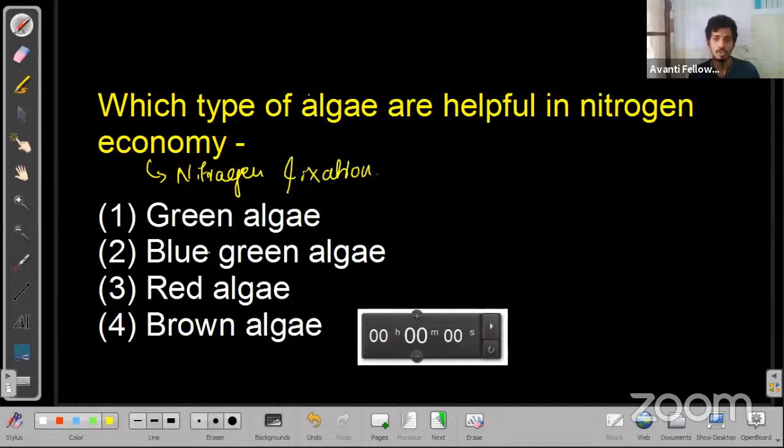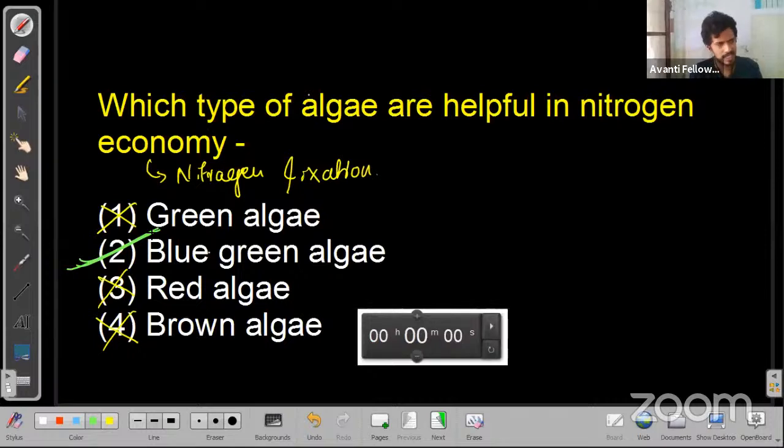So green algae do not fix nitrogen, nor do red algae or brown algae. They are simply referring to which type of algae, but these are not answers. Then you have to go for answer B, blue-green algae. Remember, even though blue-green algae is not typically an algae, we mention it as blue-green algae only. So we have to go for option B.